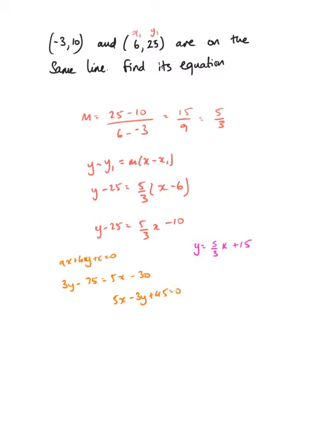So, the key thing to remember with this is our little formula there. y minus y1 is equal to m(x minus x1). And just substitute some values in.